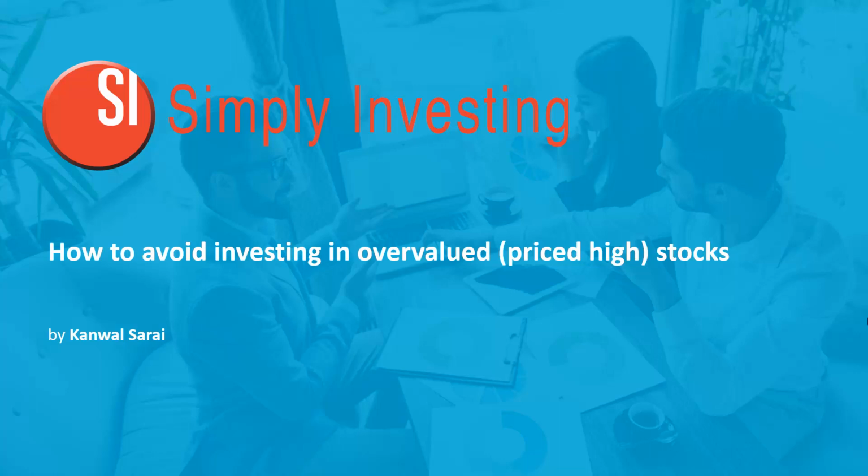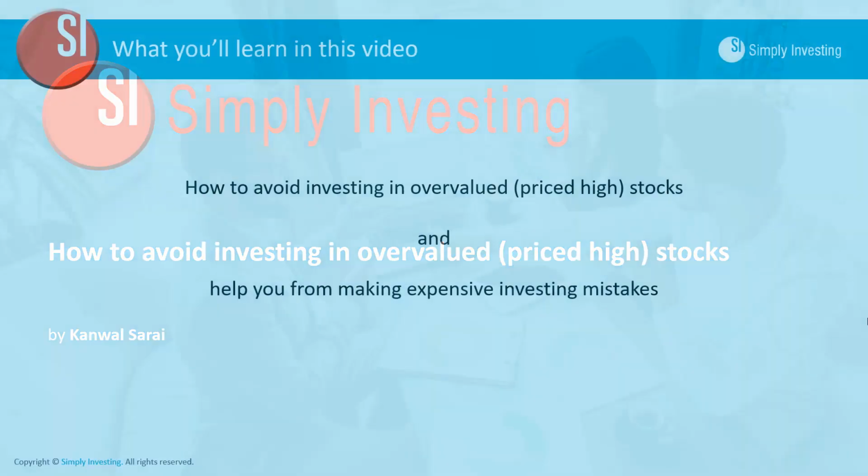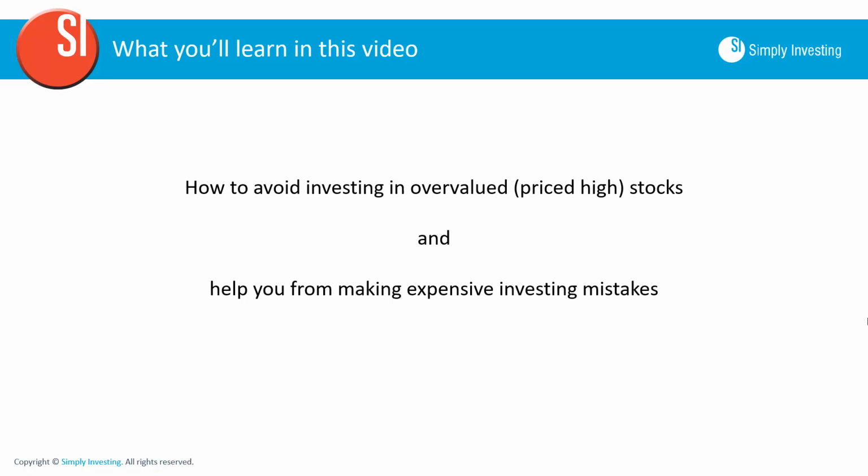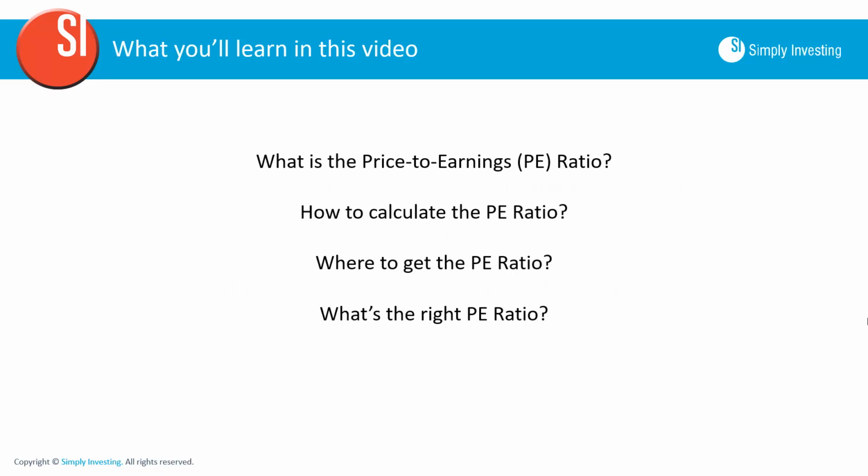In this video, I'm going to show you how to avoid investing in overvalued stocks, or stocks that are priced high, and help you from making expensive investing mistakes. I'm going to show you how to do this by looking at a company's PE ratio. I will also show you how to calculate the PE ratio, where to get the PE ratio, and what's the right PE ratio to look for when you're investing in stocks.